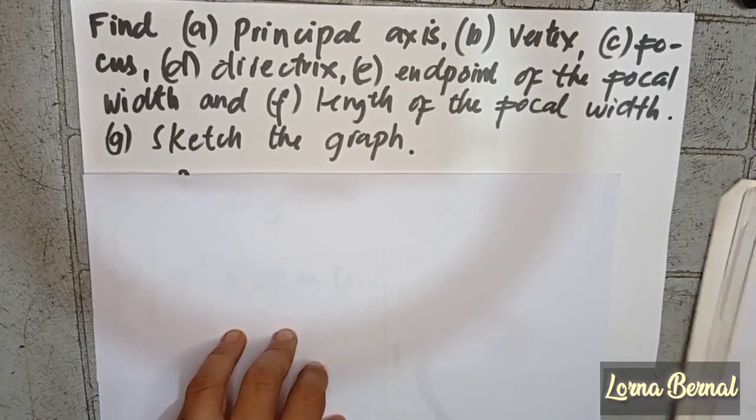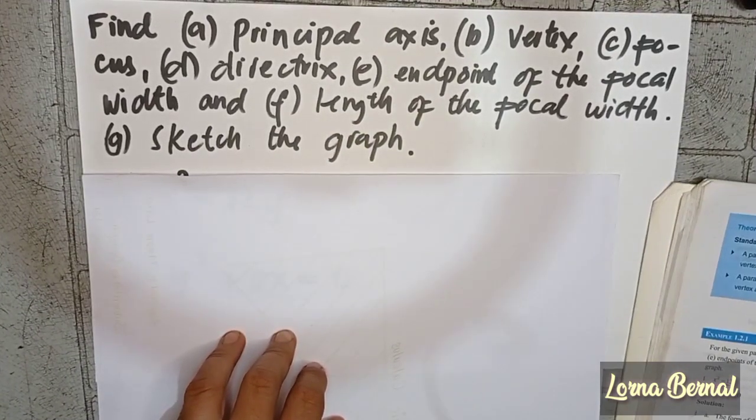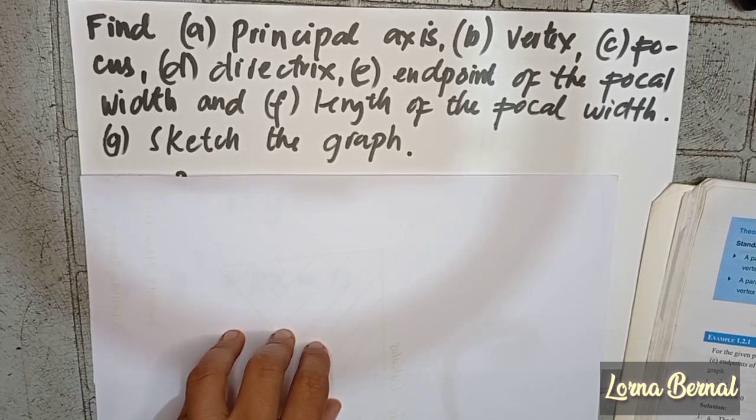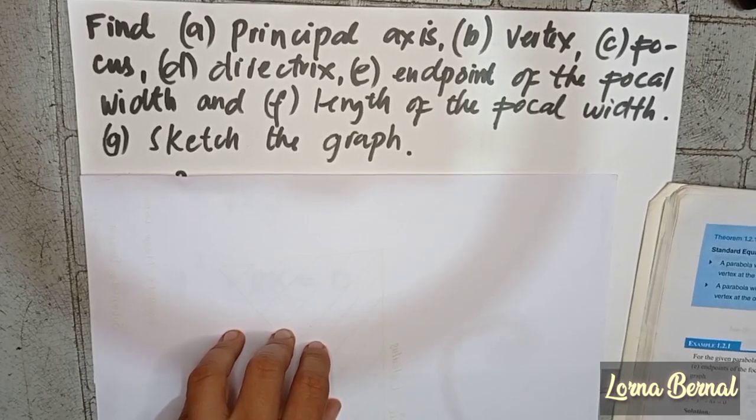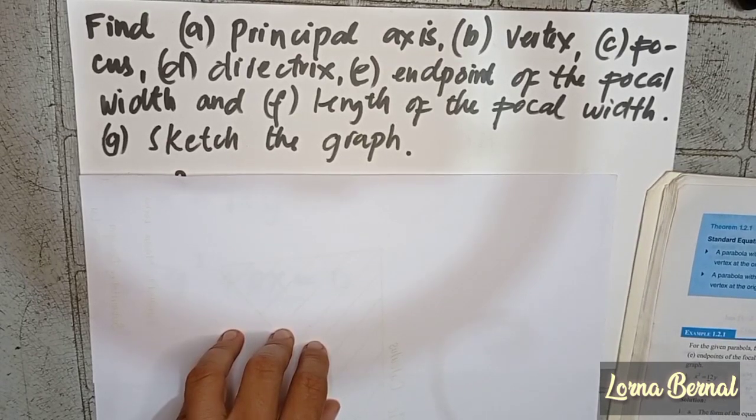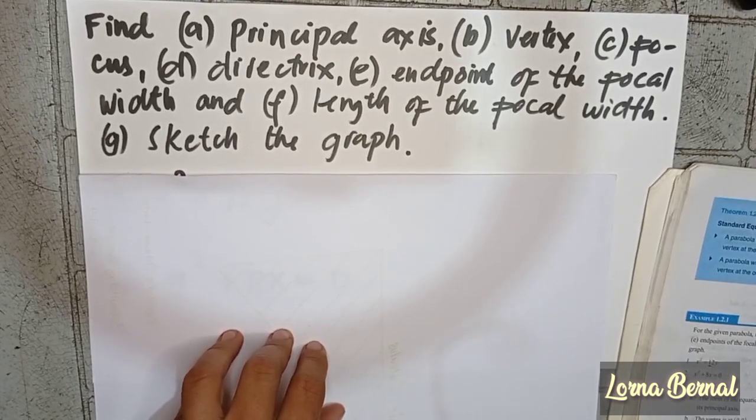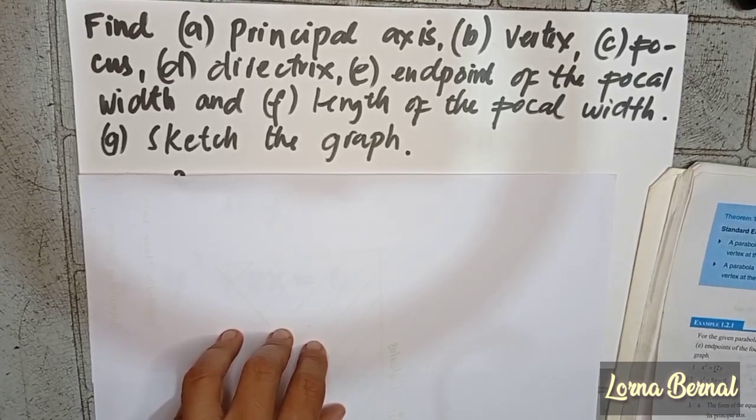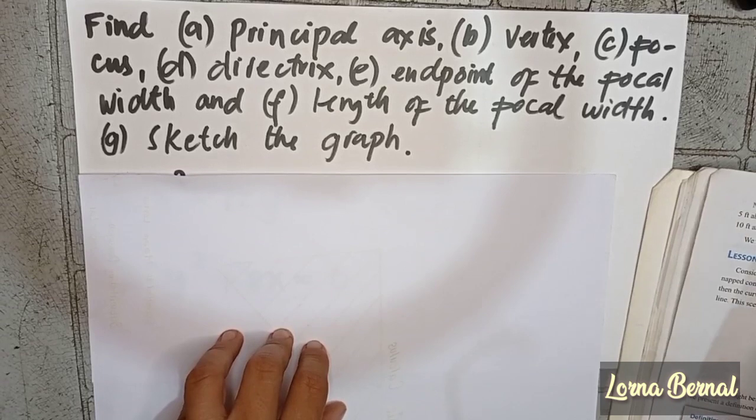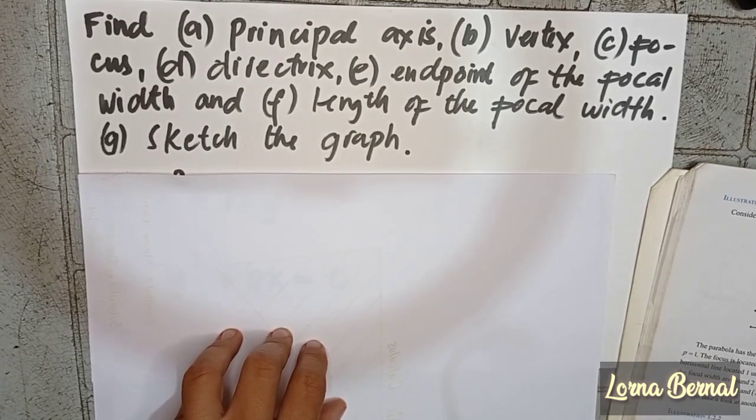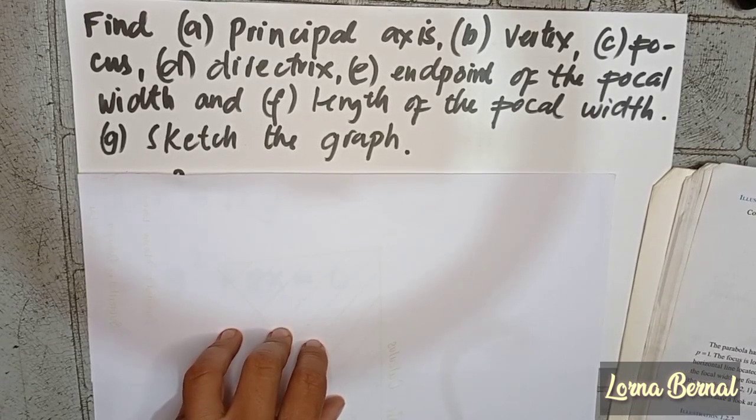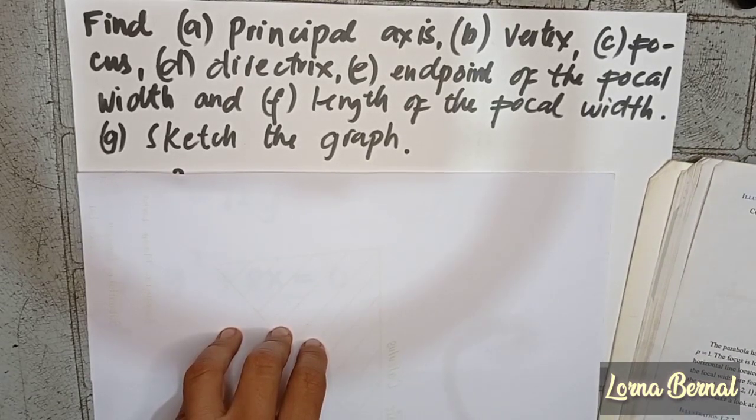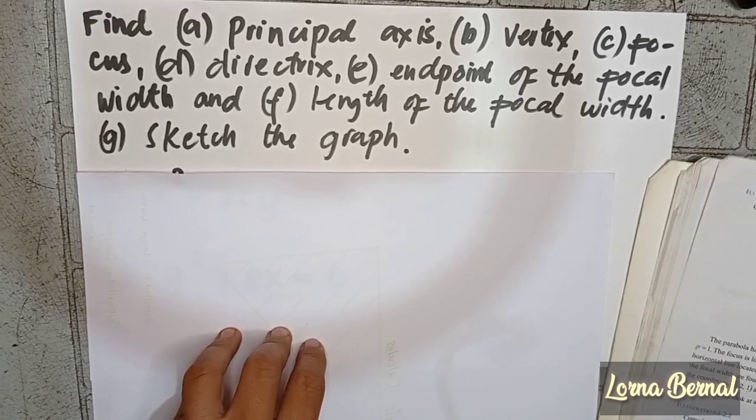Hi everyone, today we are going to discuss parabola. Now kindly check your module so that you can follow me. In your module it is already stated there the different parts of the parabola. So we have the vertex of the parabola, the focus, the directrix, the focal width. We have also the parabola, which opens upward and downward.